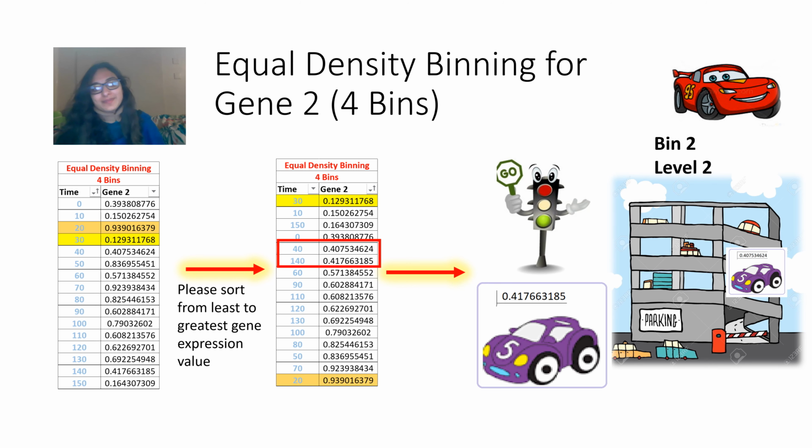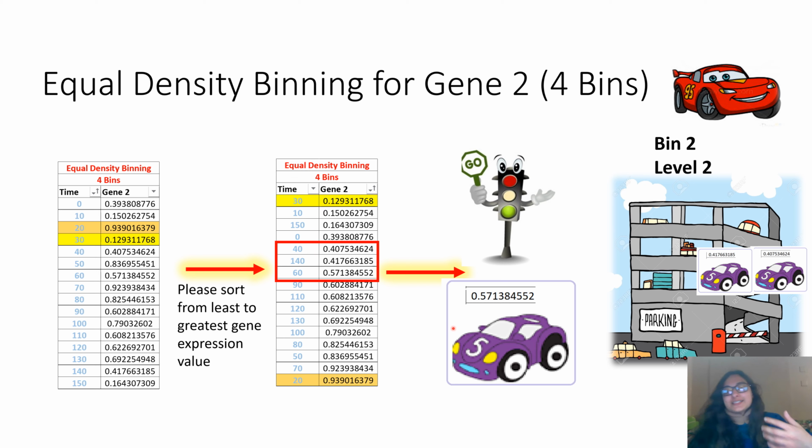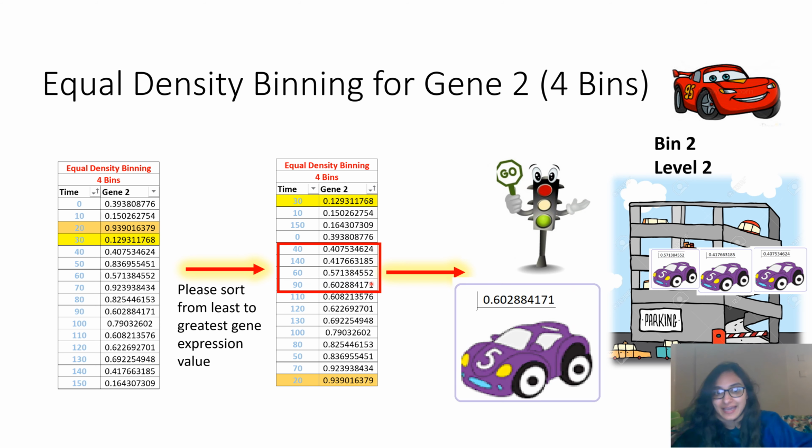Also, just a friendly reminder that these values over here have already been assigned to our bin 1. So now we have the second value on level 2, a second car, 0.0417, here on the second level. Similarly, the third car is able to enter as well, which is 0.57, so it's also allowed. And this last one, 0.60288, is just going to make the cut. We have 4 cars here. We can only have 4 on each level.